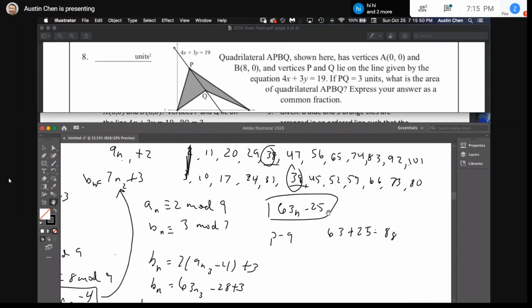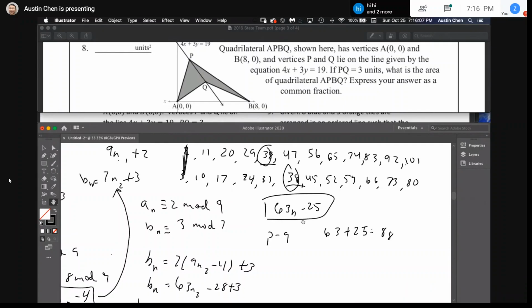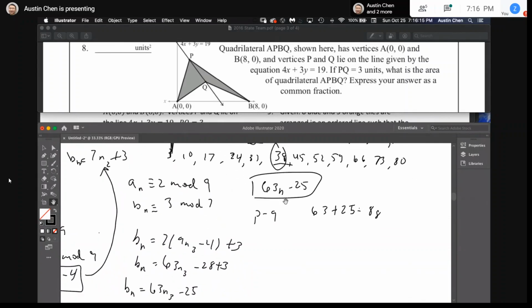We have number 8. Quadrilateral APBQ shown here has vertices A (0, 0) and B (8, 0), and vertices P and Q lie on the line given by the equation 4x plus 3y equals 19. If PQ equals 3 units, what is the area of the quadrilateral APBQ? Express your answer as a common fraction.